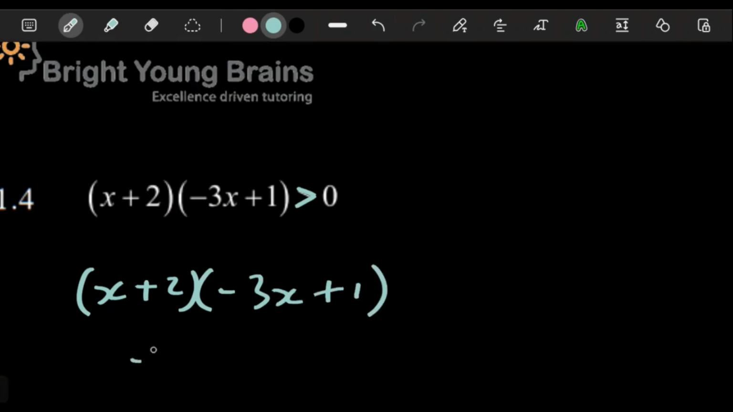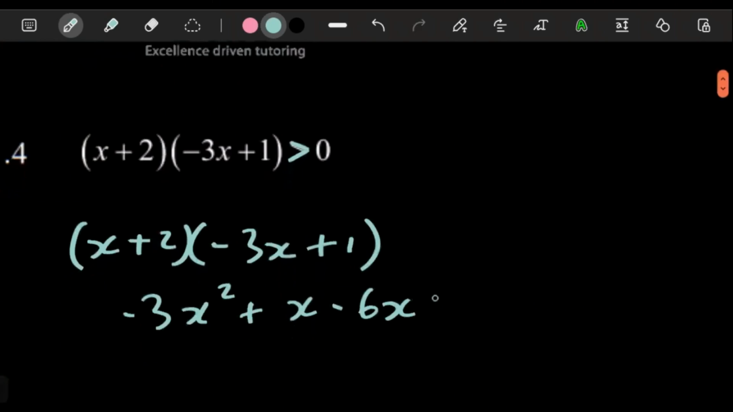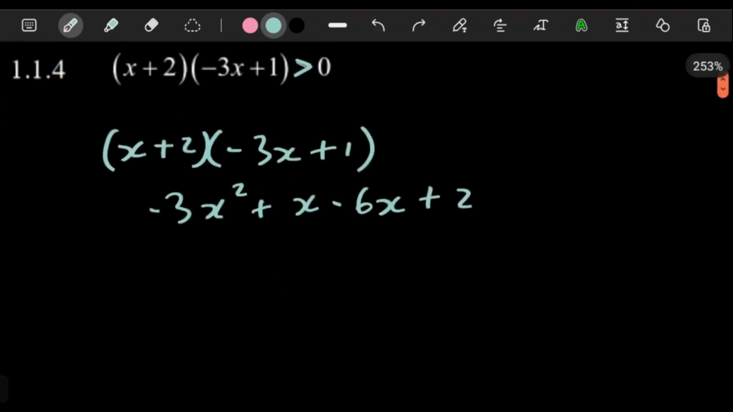X times this is going to give us -3x squared. X times 1 is going to give us x. This times that, -6x, and 2 times the 1 is going to give us 2. We don't have to solve for anything here. We're just going to see what kind of an equation this is. The one thing we can already see is that it has a negative parabola. So x minus 6x gives you a -5x, and then there's a 2 there.